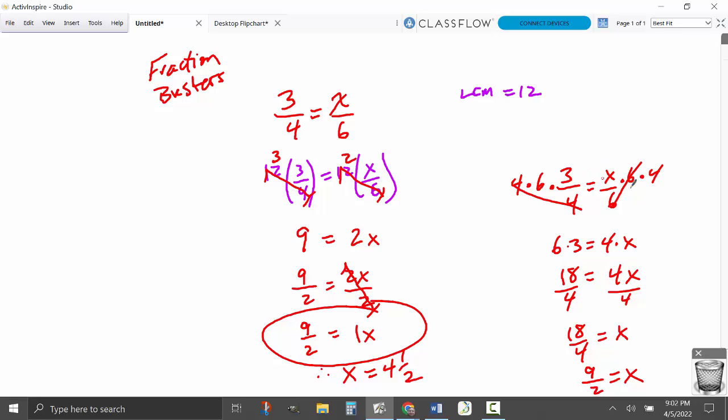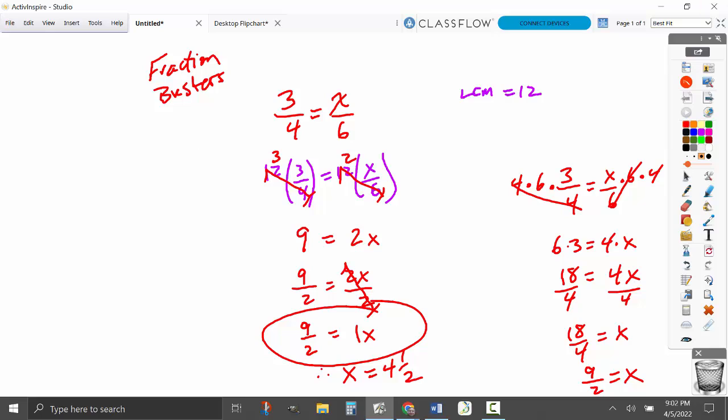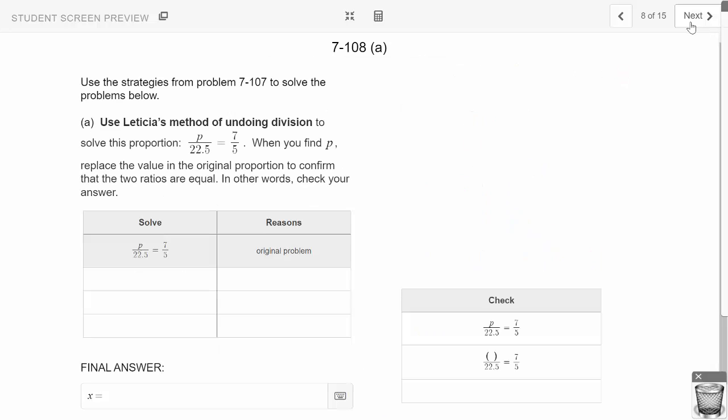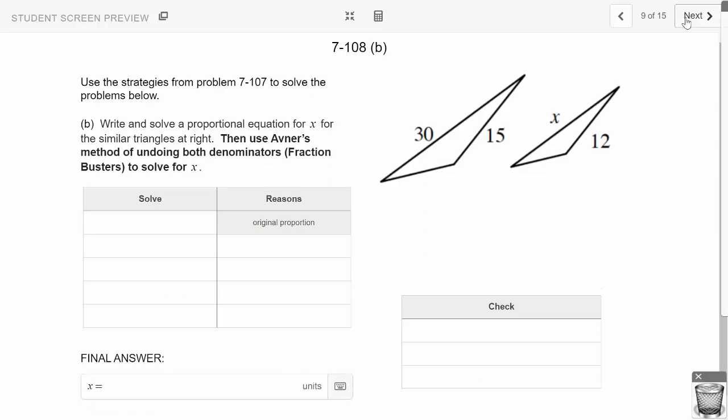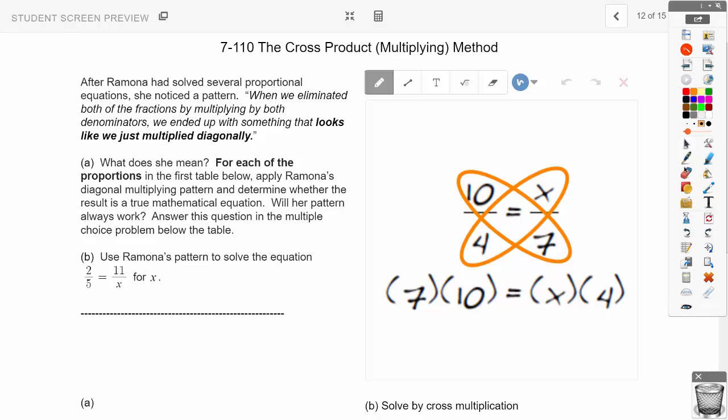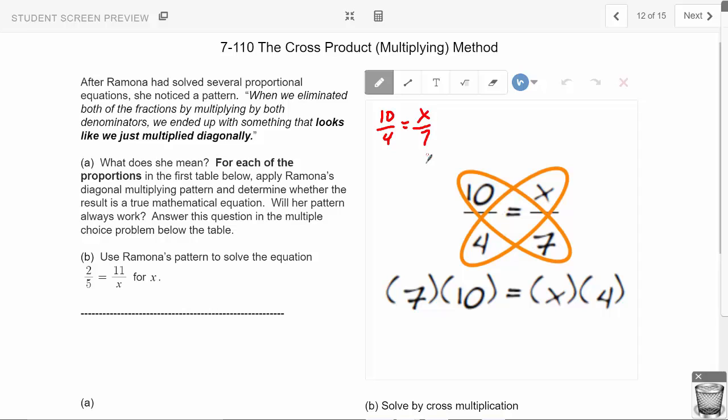All right. Our next method is going to be on problem 7-110. This is called the cross product method. And the cross product method basically was invented by fraction busting. So if I take, for example, this problem 10 over 4 equals x over 7, and this is problem 7.110, by the way.